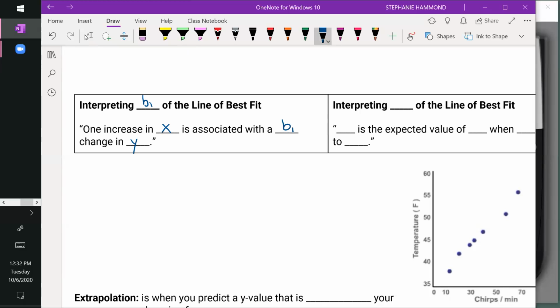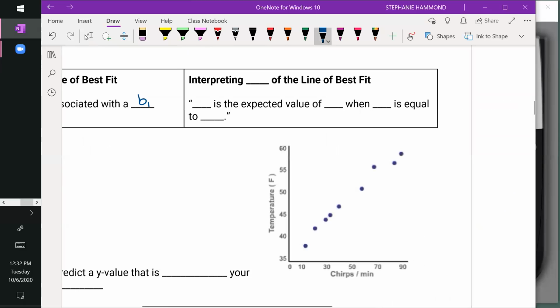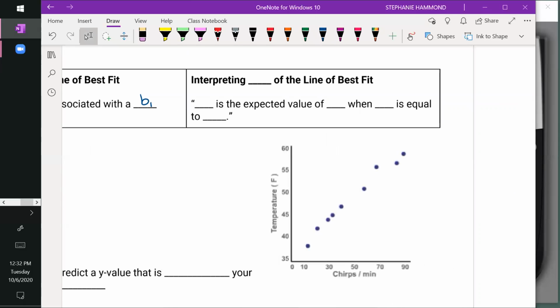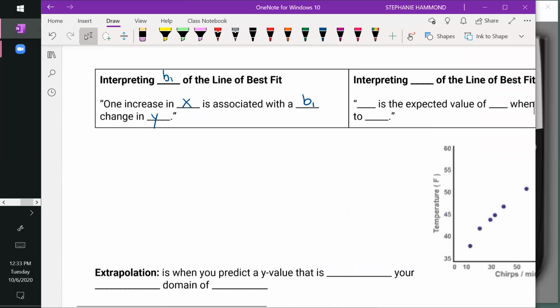So if I put this in real terms, if I look at the actual scatter plot that I have here, say the slope of my line of best fit was, I don't know, 7. If my slope was 7, then I would say, for each one increase in chirps per minute, there's an increase in temperature by 7 degrees Fahrenheit. So when we interpret the slope of our line of best fit, we want to make sure we say it in context. Don't say x and y, say chirps and temperature, okay?